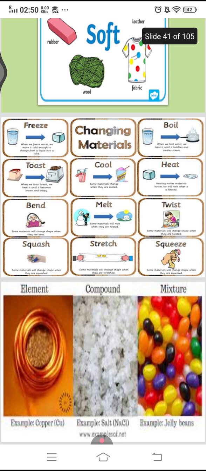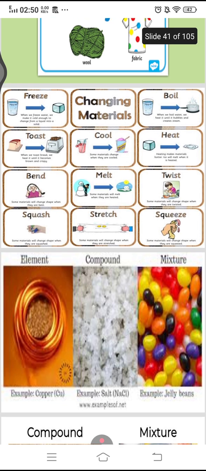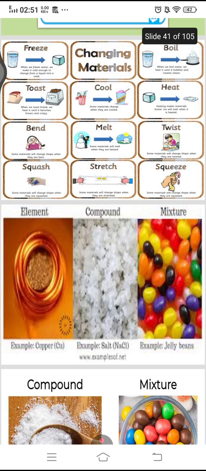And all the materials are found in nature in the form of elements, and sometimes they make compounds. For example, two elements or more than two elements make a compound, and a compound has totally different properties and mostly cannot be reversed to its origin, and sometimes it can be. And a mixture we make with the help of compounds, but a mixture has the property that it can be reversed. Look at this.